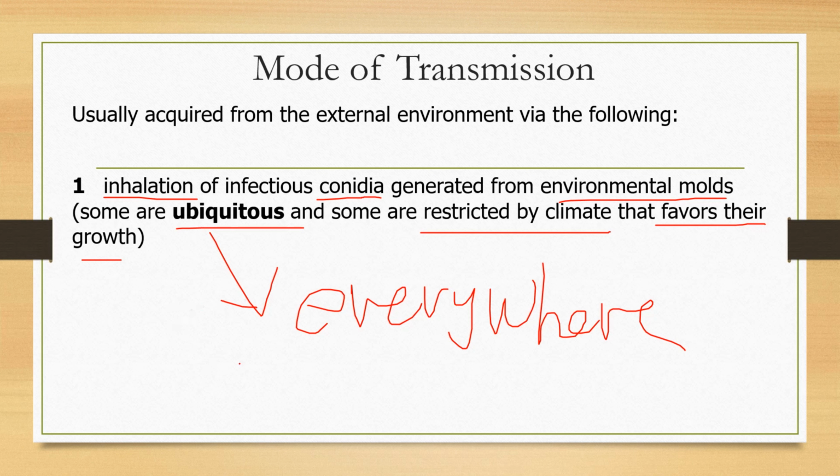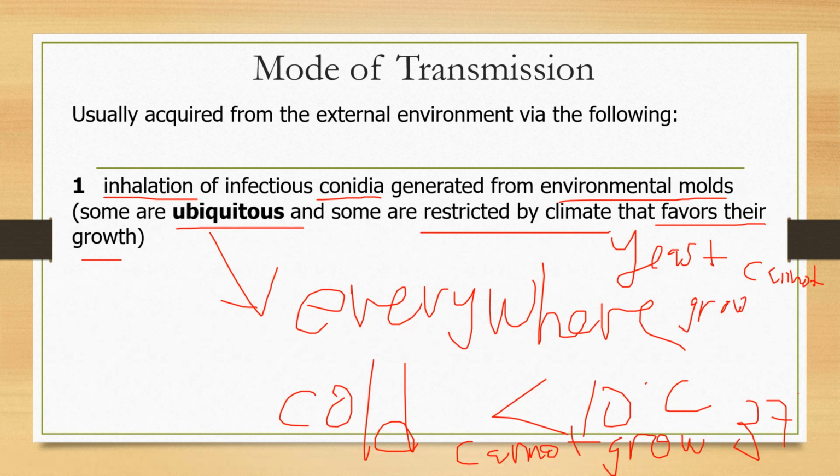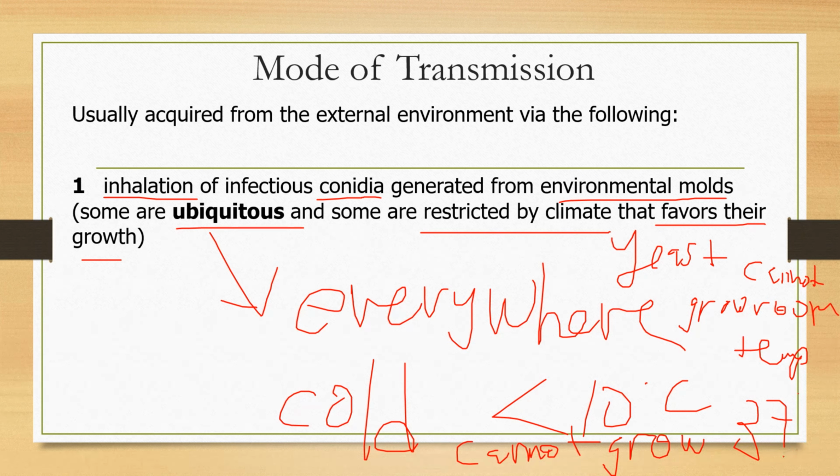So some fungi cannot grow in cold temperatures, less than 10 degrees centigrade. Most fungi cannot grow. Yung mga molds nyo, they cannot grow at 37 degrees. The same for yeast. Yeast cannot grow in body temp. Room temp, they cannot grow in room temp. Molds cannot grow in 37 degrees centigrade. So there is a restriction.